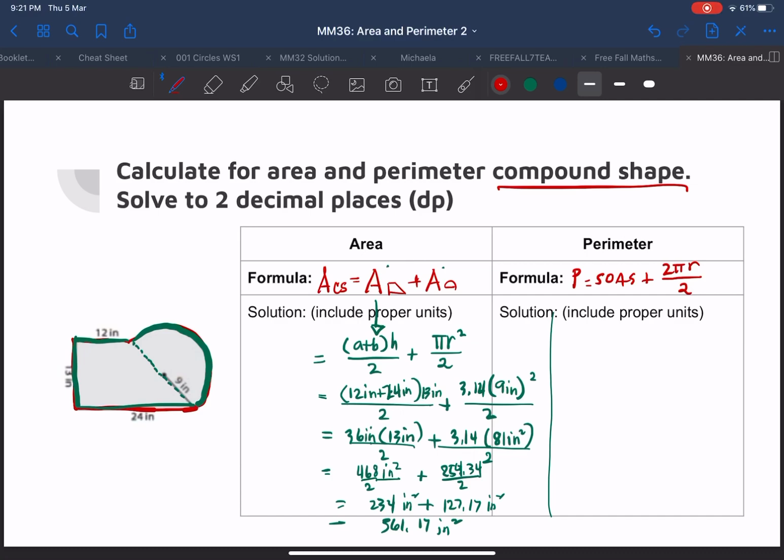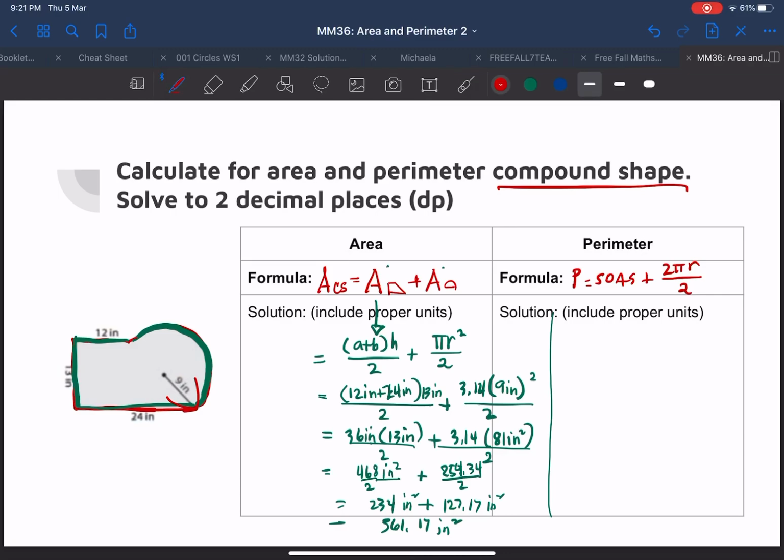Why did I use 2 pi r? Because this is the radius, 9 is the radius. Why did I divide by 2? Because I only need half the circumference, because the inside is not included. This is not included. We only need this outer part. That's why it's circumference divided by 2.